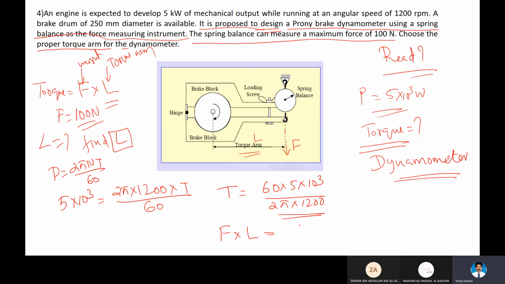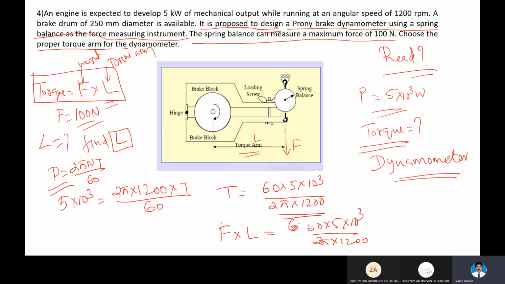F times L equal to this torque. This is torque F times L. The force acting, the weight, times L is torque. That torque is the same as the torque calculated from the power, 2 pi NT over 60. So here the value is 60 times 5 times 10 to the power 3 divided by 2 pi times 1200.